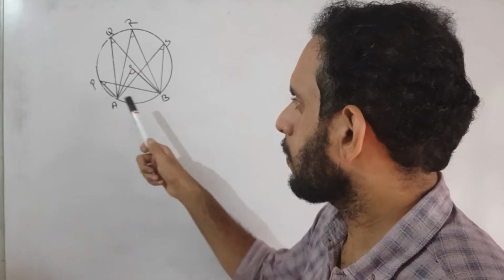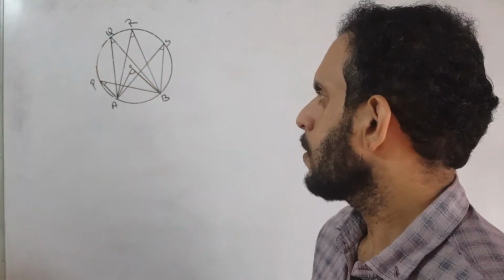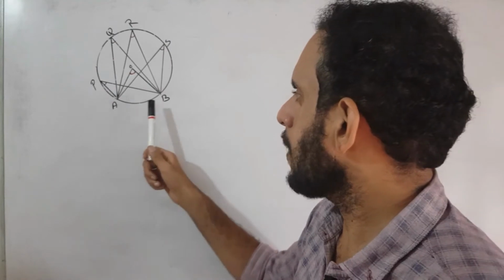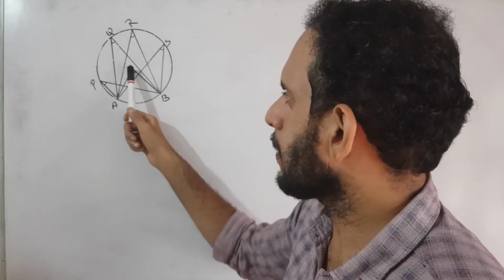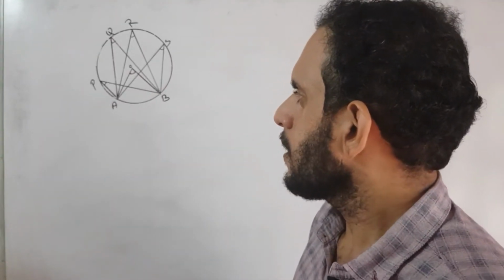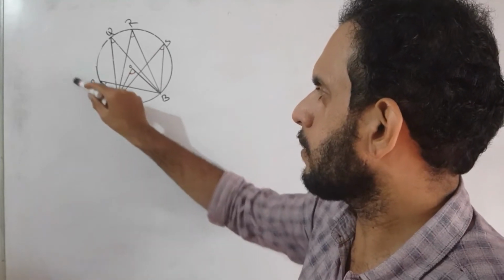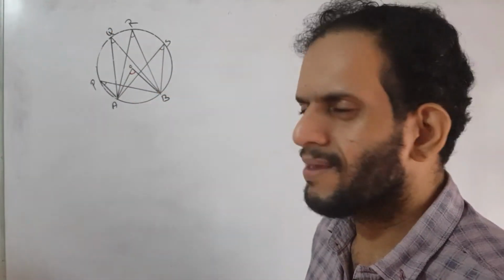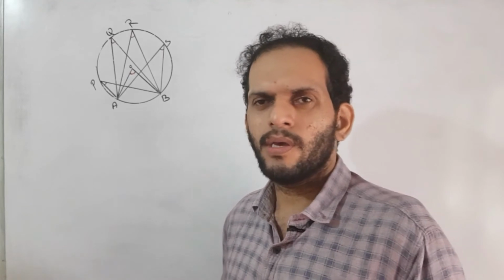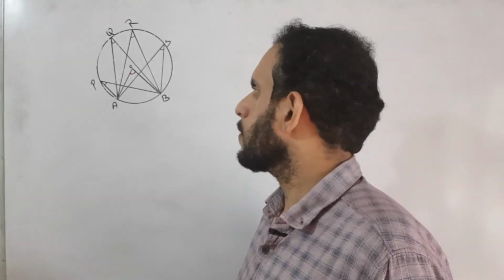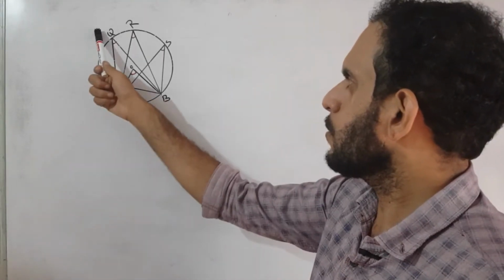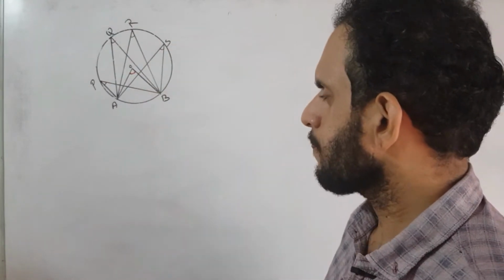One is the minor arc, another one is the major arc. The central angle of the arc AB is angle AOB. Then we choose the remaining part. The remaining part means in the major arc we choose 4 points. What are they? P, Q, R and S.